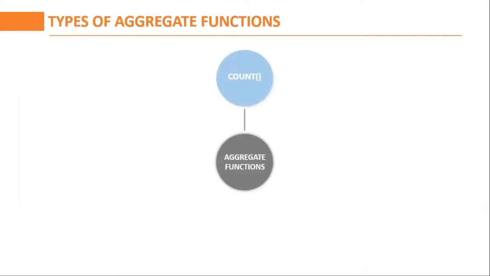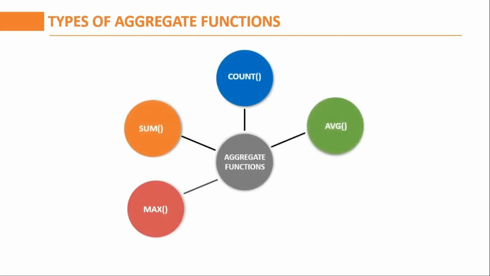Now in SQL, there are broadly 5 types of aggregate functions. They are count, sum, average, max, and minimum. Let us discuss them in detail. Firstly, let us discuss the count function.